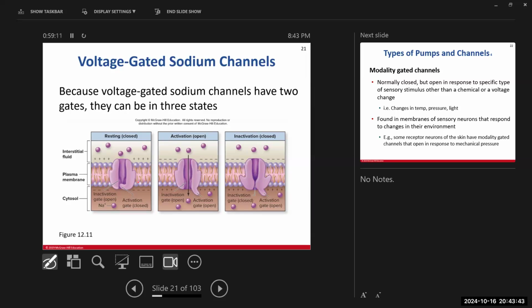What triggered the opening of the activation gate? We changed the positive charge on the outside to negative. We just flip-flopped it. It was positive outside, negative inside. Now we're just going to flip-flop it. Now it's negative outside and positive inside. So that electrical change, that voltage change, triggered the opening of the activation gate, allows sodium to enter in.